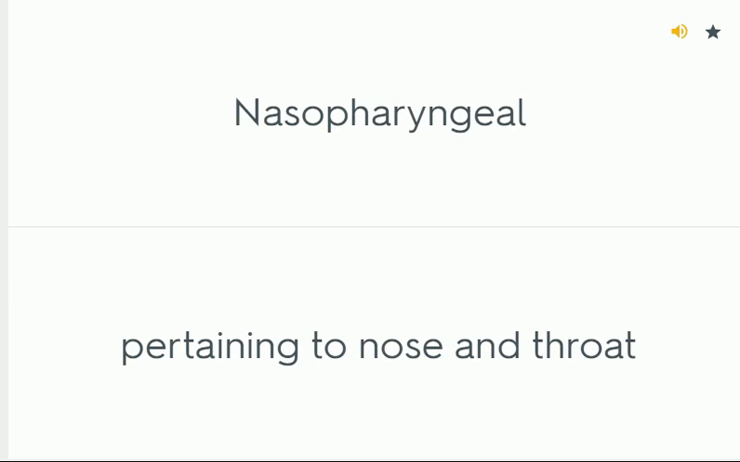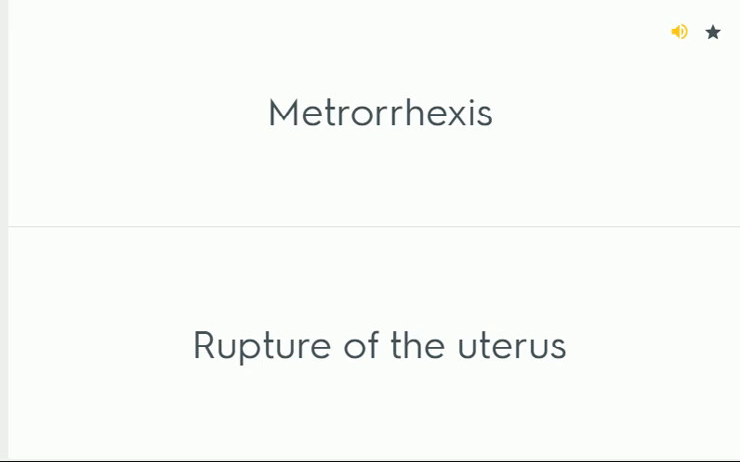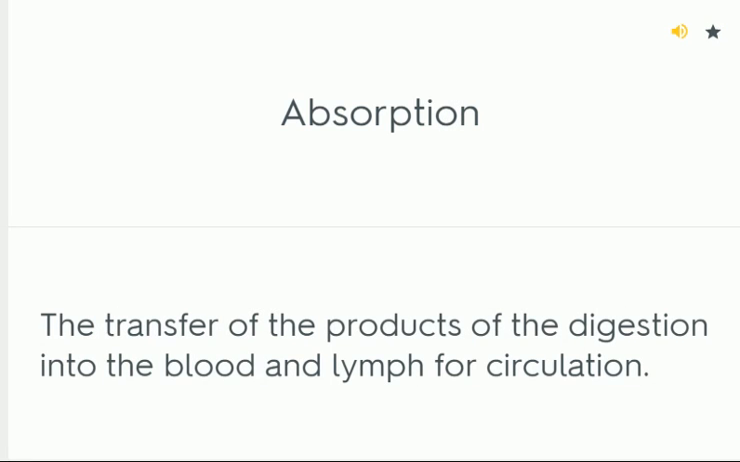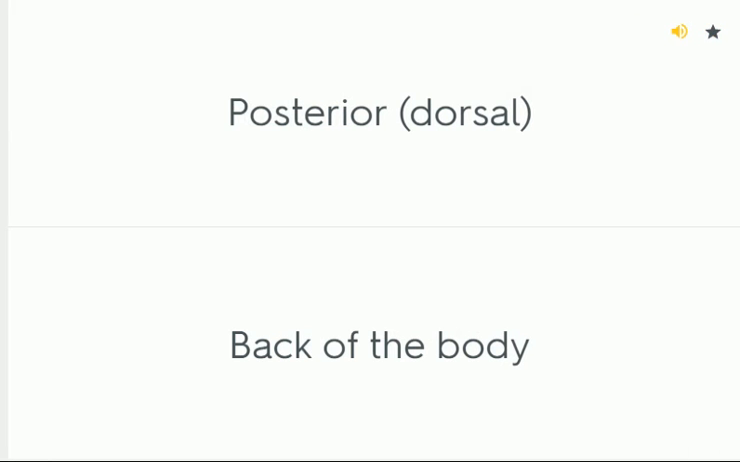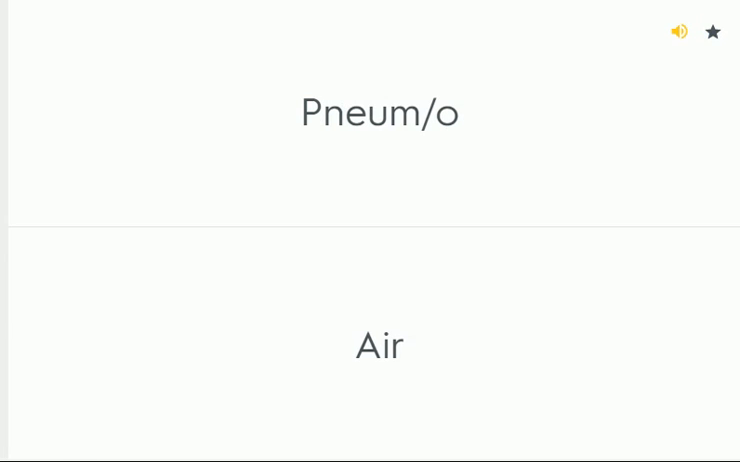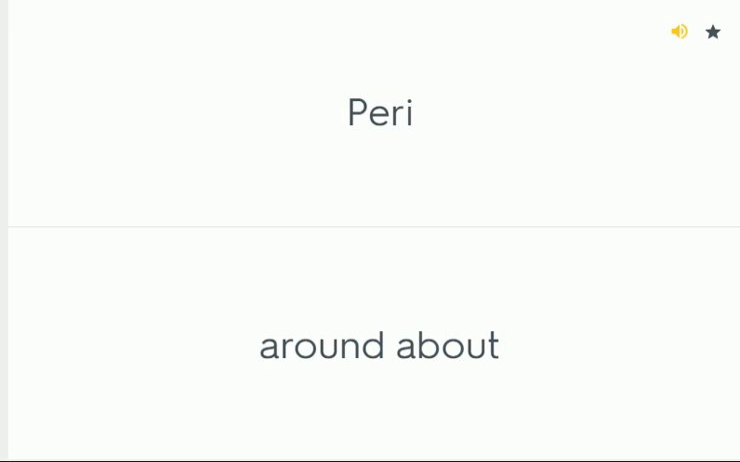Nasopharyngeal: pertaining to nose and throat. Metrorrhexis: rupture of the uterus. Absorption: the transfer of the products of digestion into the blood and lymph for circulation. Homeostasis: suppression of the menses. Posterior: back of the body. Pneumo: air. Peri: around.